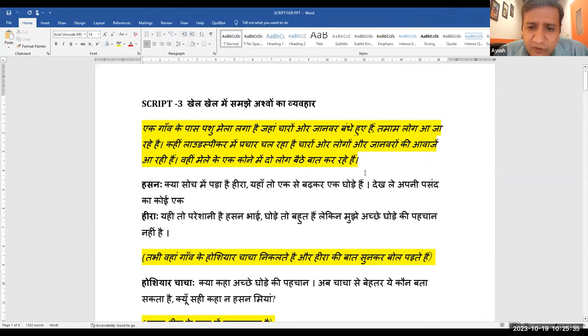So basically what it is saying is that there is an animal fair in a village. There are animals everywhere, all around. A lot of people are coming and going. There are loudspeakers which are being used to publicize certain things, and a lot of animals are coming and going. And in one corner of that fair, there are two people sitting and talking to each other.